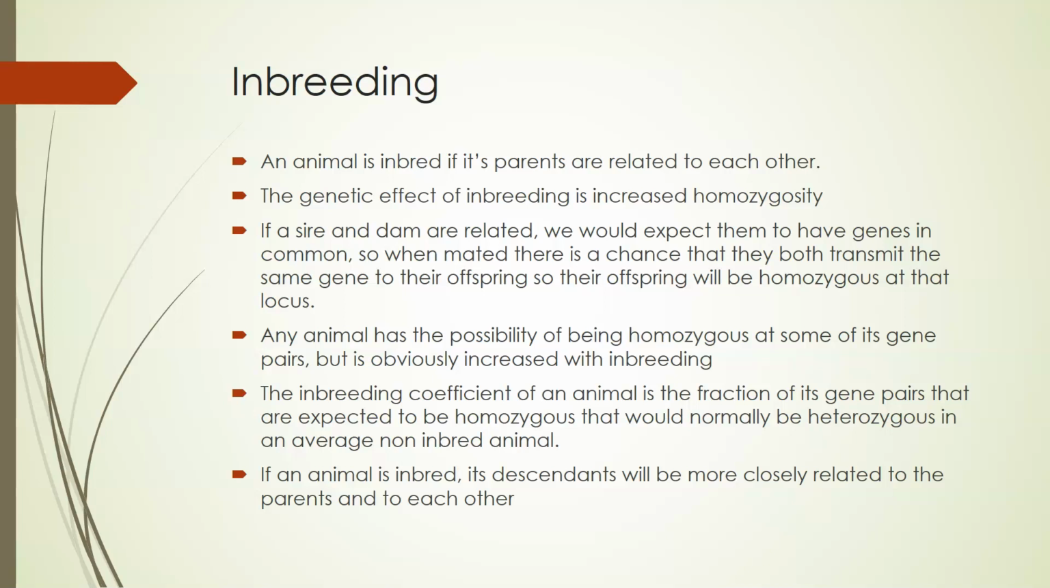One thing you'll notice when I talk about these definitions is that I always say it's expected or on average, because this is also not an exact science. We are not taking genetic samples. We're using a pedigree to determine this. So always remember that this is a good evaluation, a good expectation, but there always is a little bit of error there. If we do see an animal inbred, obviously its descendants will be more closely related to the parents and to each other, and inbreeding continues.